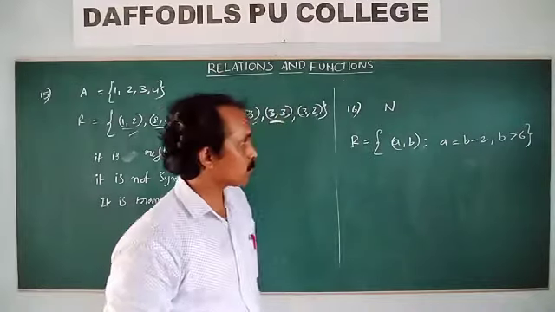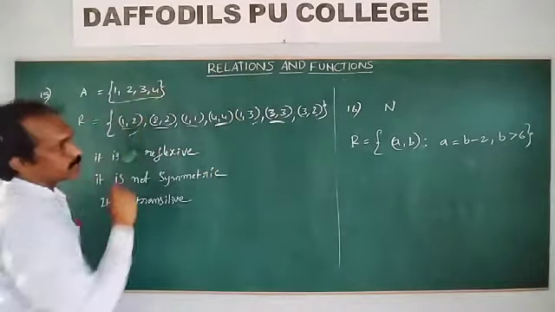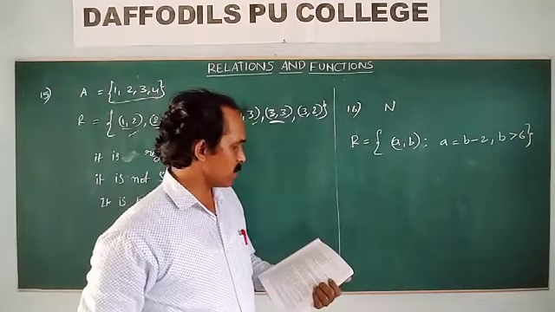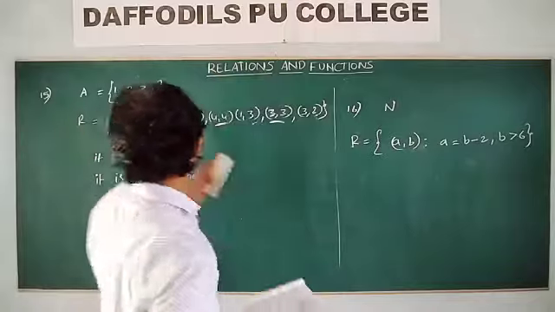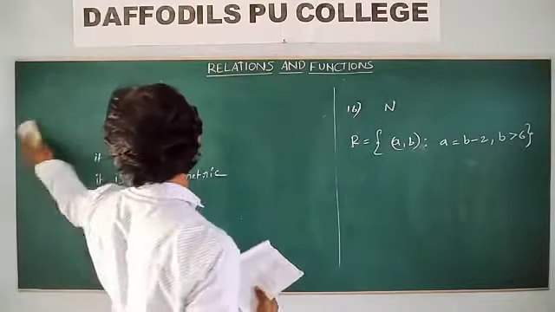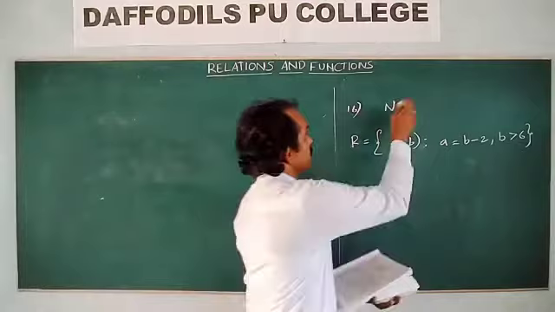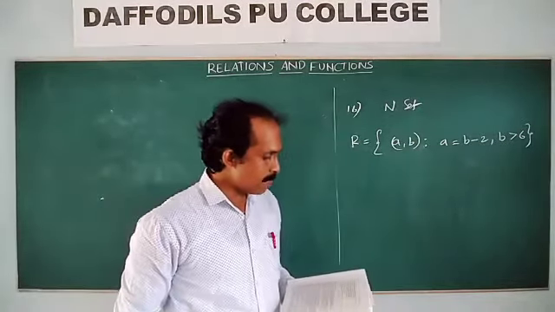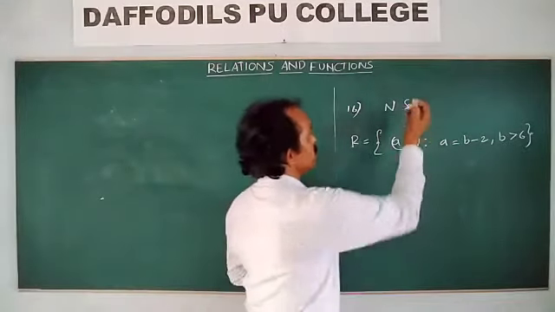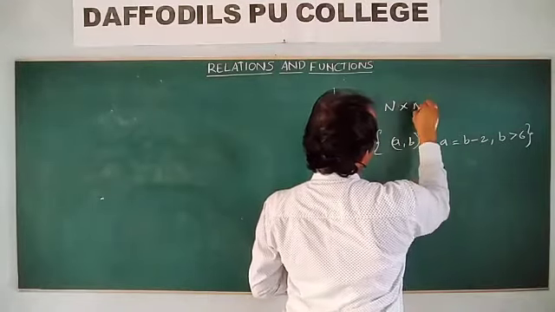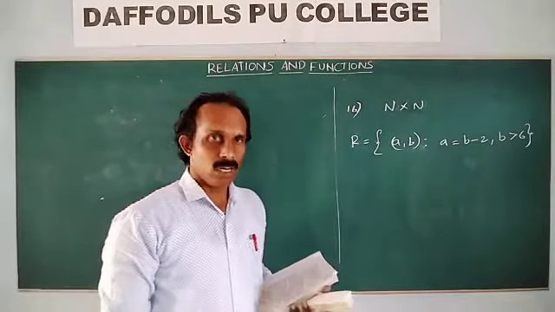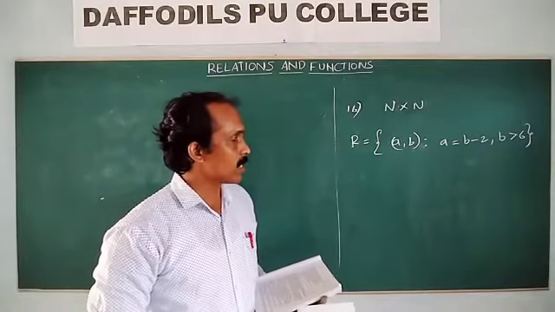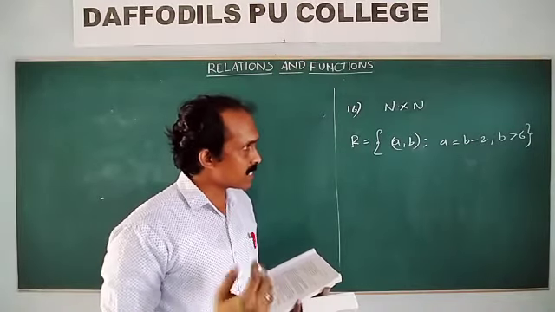Sorry, this is a different problem, not this one. The relation in the set N means N cross N, that is, all natural numbers into natural numbers. What is the product of that? Okay, b greater than 6.